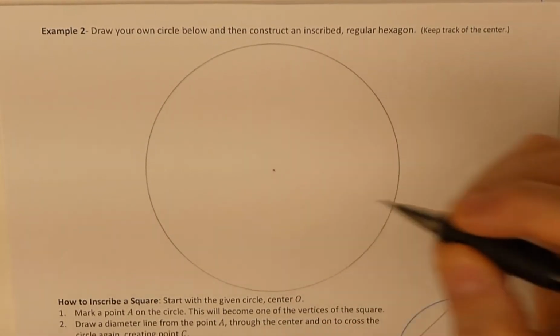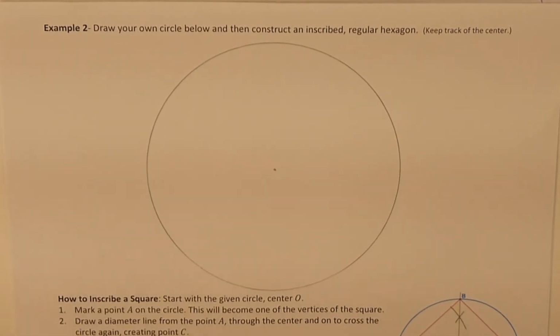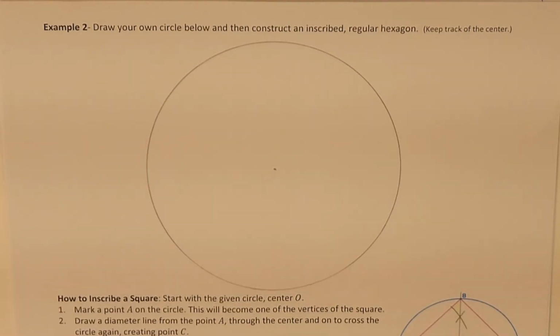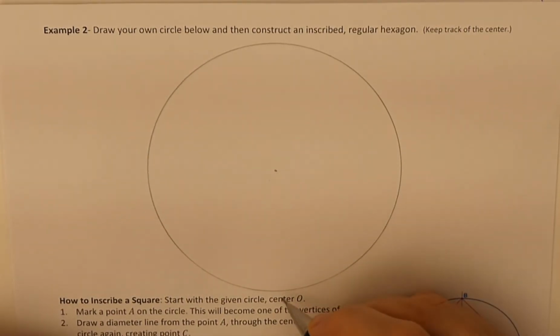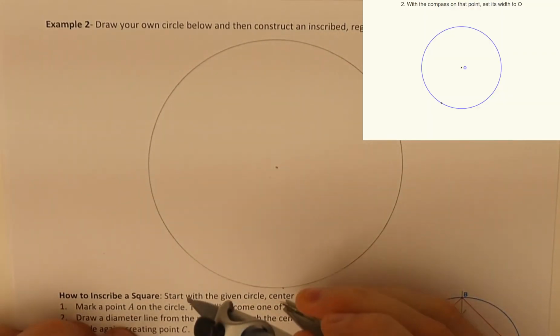Okay, now I'm going to put a dot there to make that a little bit more apparent. I just kind of poked a hole in the surface of the paper with the compass. So here's what we're going to do. It doesn't matter where we start. So I'm going to mark a point about right here. Okay, now I'm going to keep that really small for a reason.